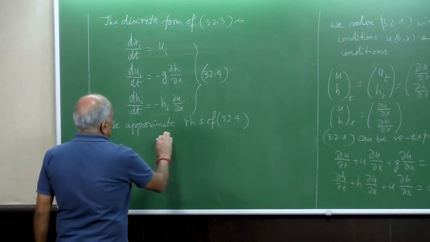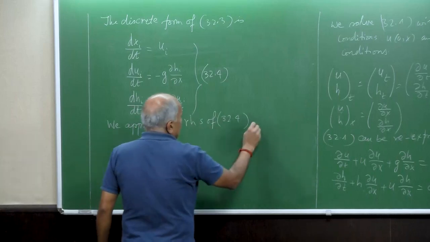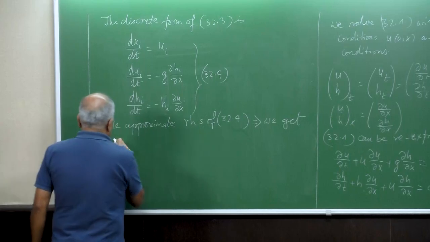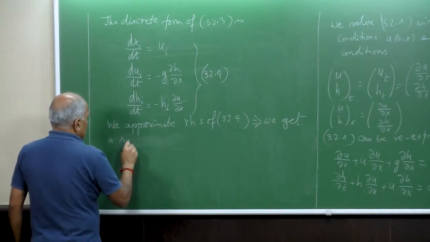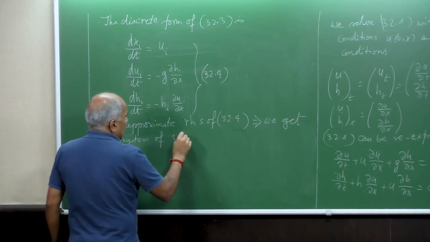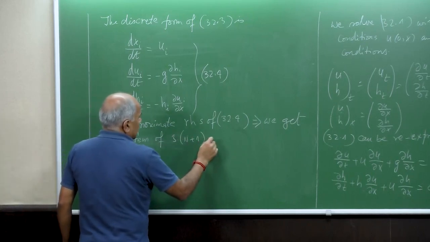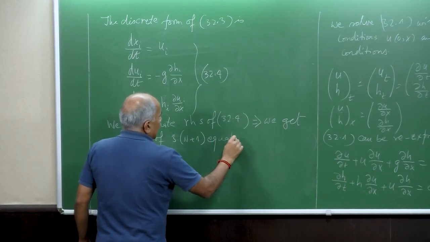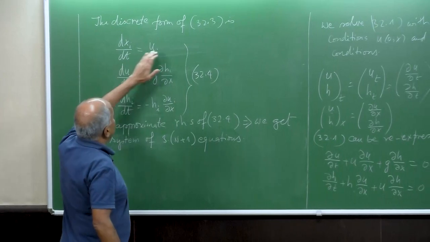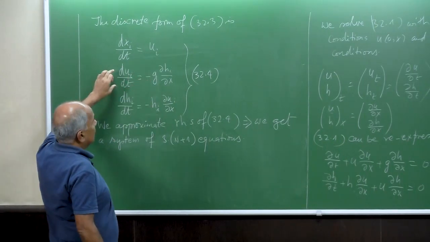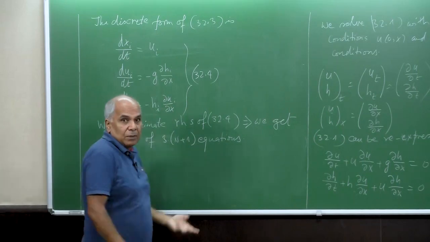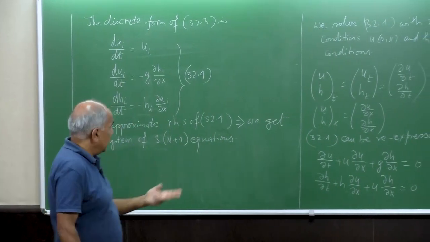So we approximate the right hand side of 32.4. This implies we get a system of 3 times n plus 1 equations. Yeah, we have n plus 1 points. So this is the n plus 1 equation. This is another n plus 1 equation. This is another n plus 1 equation. We have 3 times n plus 1 equations.